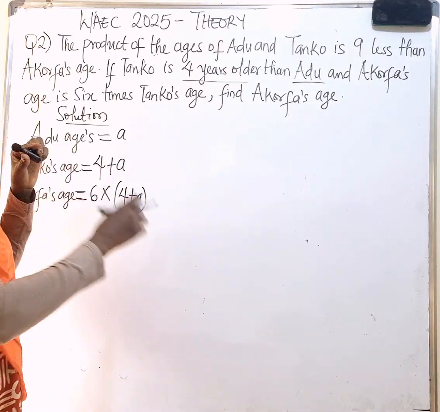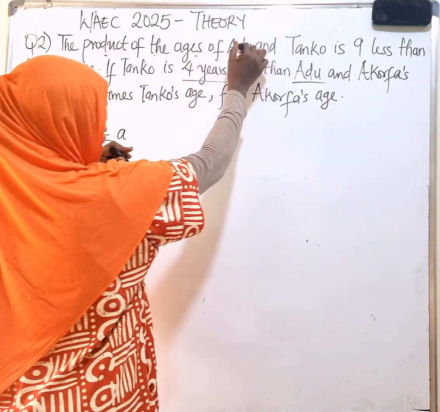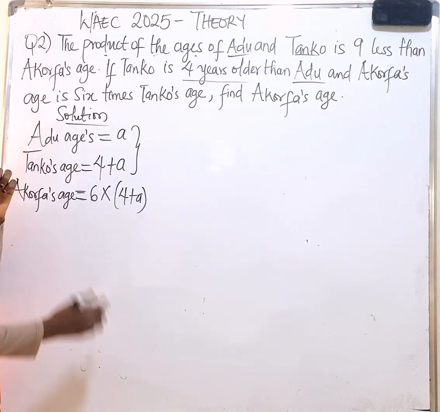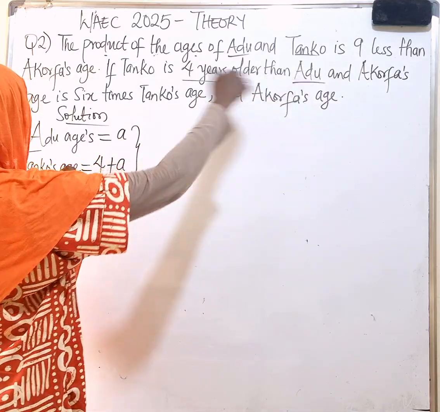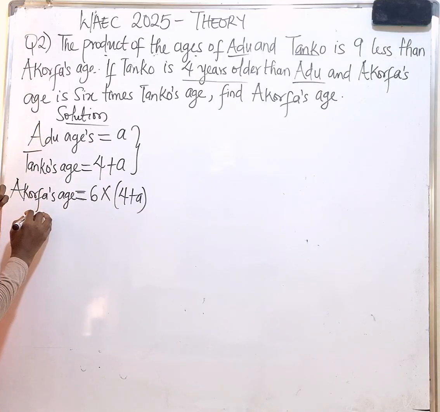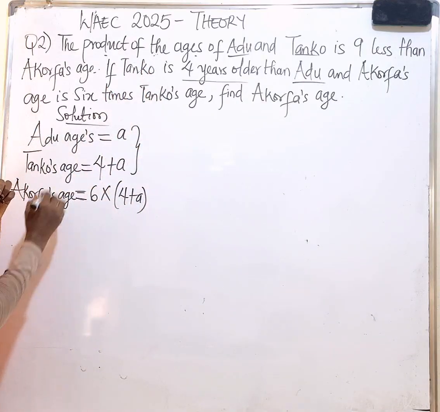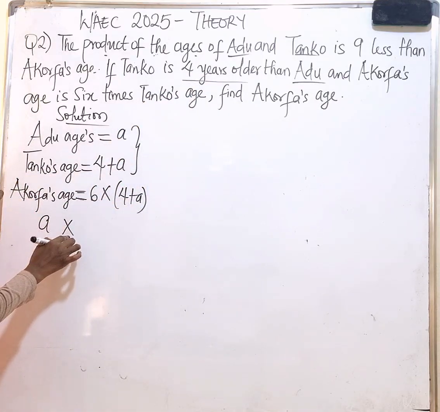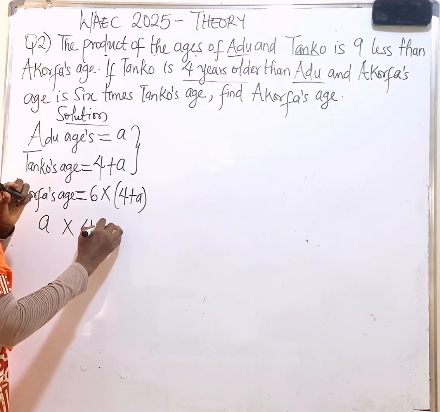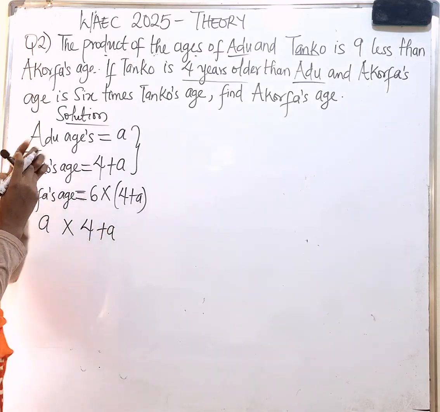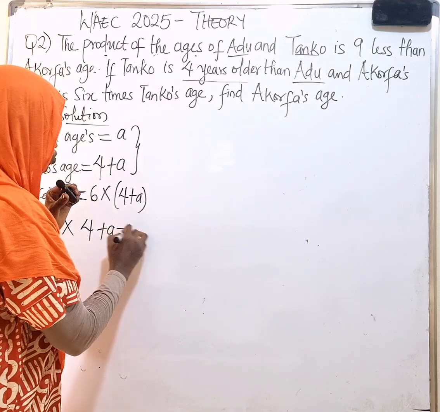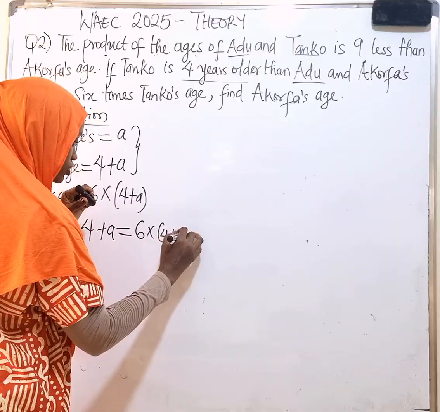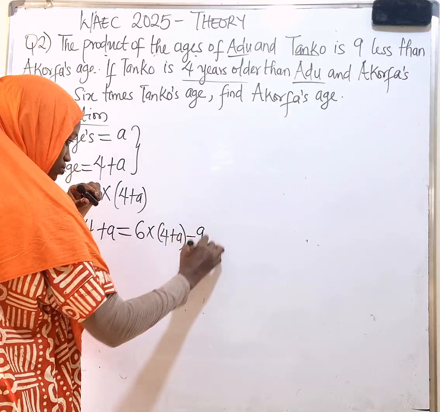Now, let's go back to the first statement, which says the product of the ages of Adu and Tanko is 9 less than Akofa's age. Now let's interpret that word problem. The product means multiplication. The product of Adu, which is A, multiplied by Tanko's age, 4 plus A, right? Is equal to 9 less than Akofa's age. That is Akofa's age, which is 6 times open bracket 4 plus A, then 9 less than, that is minus 9.